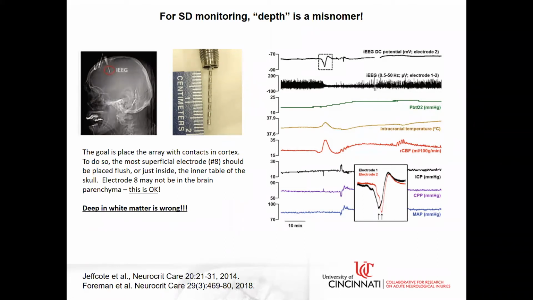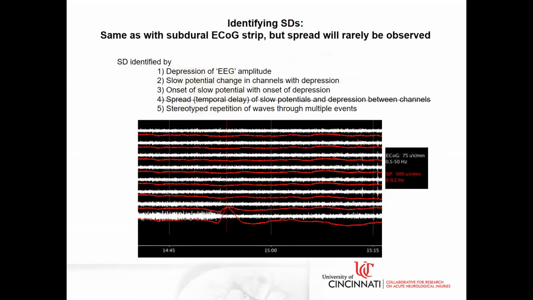So what we like to do to monitor for SD is to try to target them superficially in the brain. And we do this by trying to align the most superficial electrode on the array just with the very inner table of the bolt, so that we can be assured that one of these contacts will be placed in the outer band of gray matter. You might also sometimes get a sulcus or something on the way down with one of the deeper electrodes. But it's important to place these more superficially.